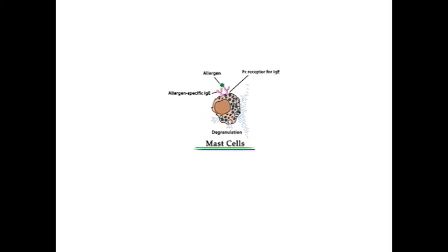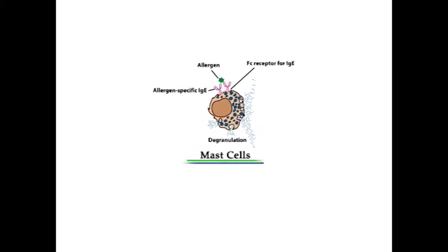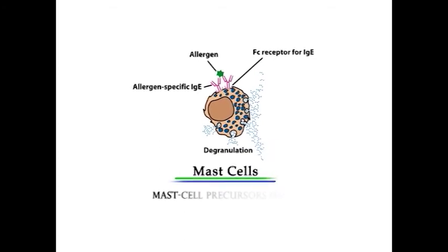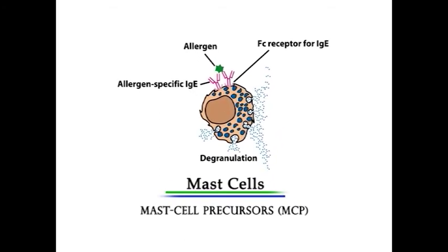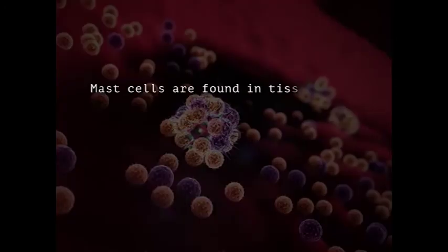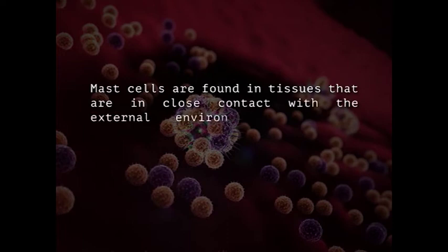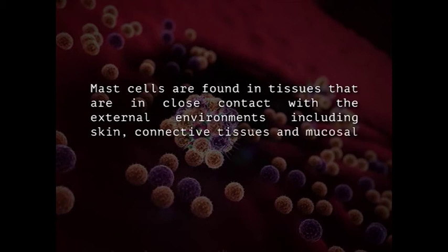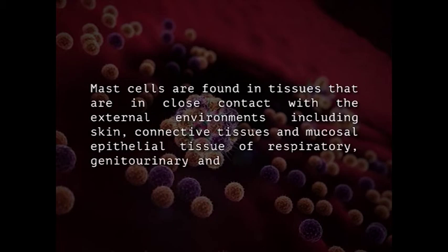Mast cells. Mast cells are formed in the bone marrow by hematopoiesis as mast cell precursors, or MCPs. MCPs are released into the blood as undifferentiated cells and start differentiating after entering the tissues. Mast cells are found in tissues that are in close contact with extracellular environments, including skin, connective tissues, and mucosal epithelial tissue of the respiratory, genitourinary, and digestive tracts.